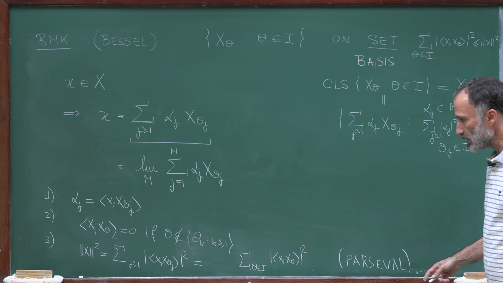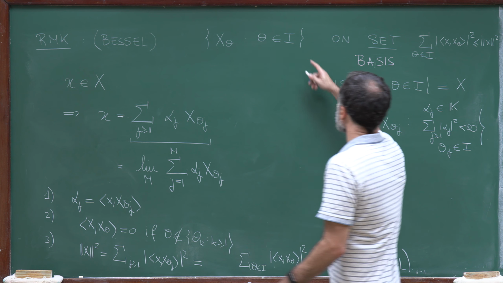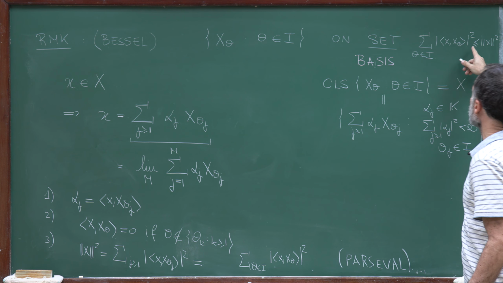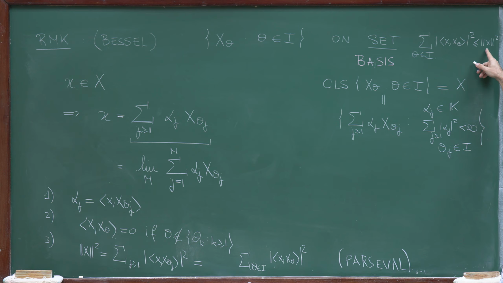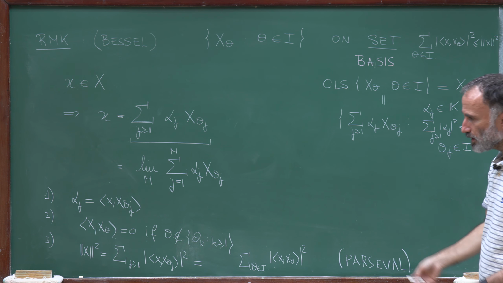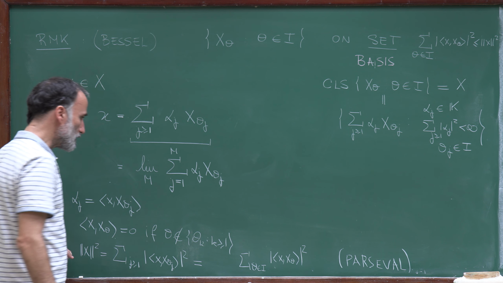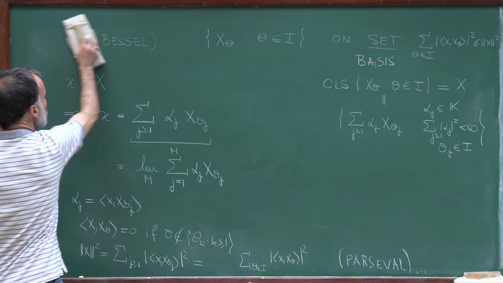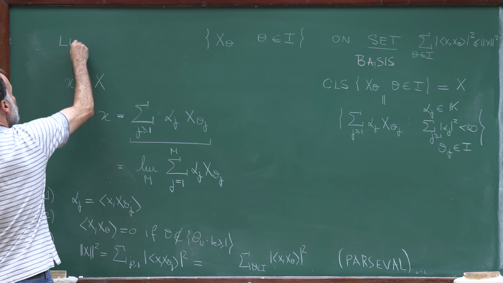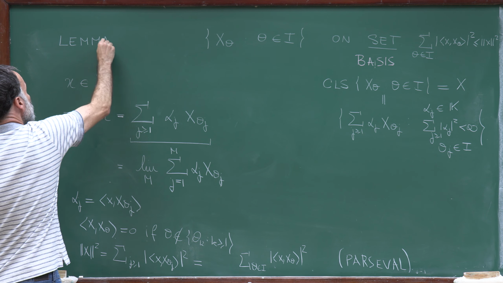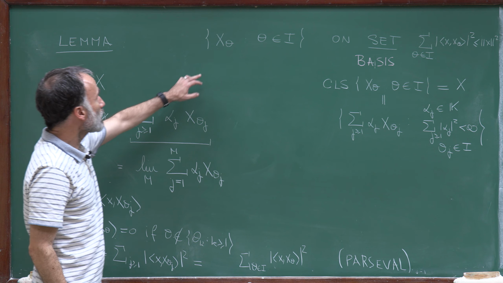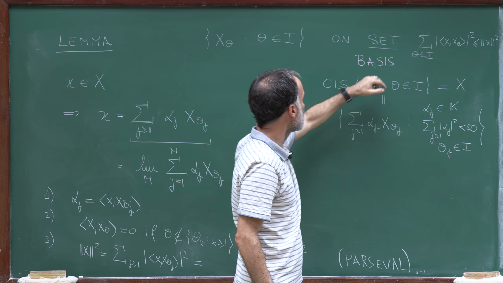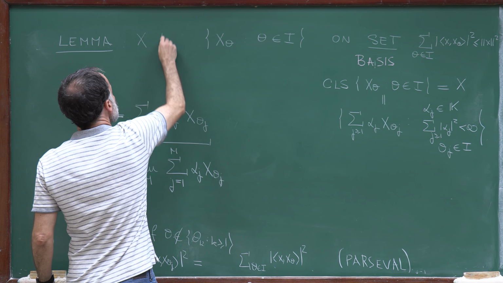My point here is that Parseval gives you an identity because this family is a basis. Knowing only that the family is an orthonormal set, what you can show is that this sum is bounded by the norm squared. But if it's a basis, all terms are there, and therefore you go from the inequality to an identity. So maybe let me state that as a lemma. The lemma reads as follows: take x_theta, a family which is orthonormal and is a basis of the Hilbert space X. So X, again, is a Hilbert space.